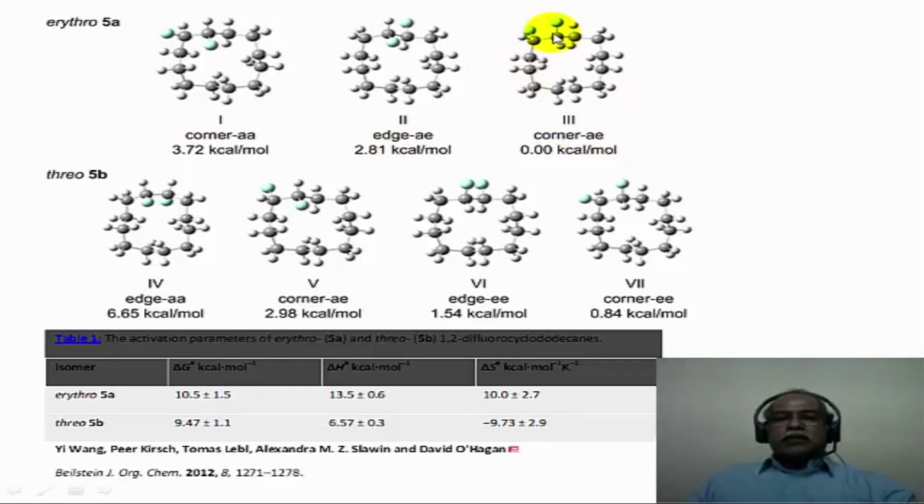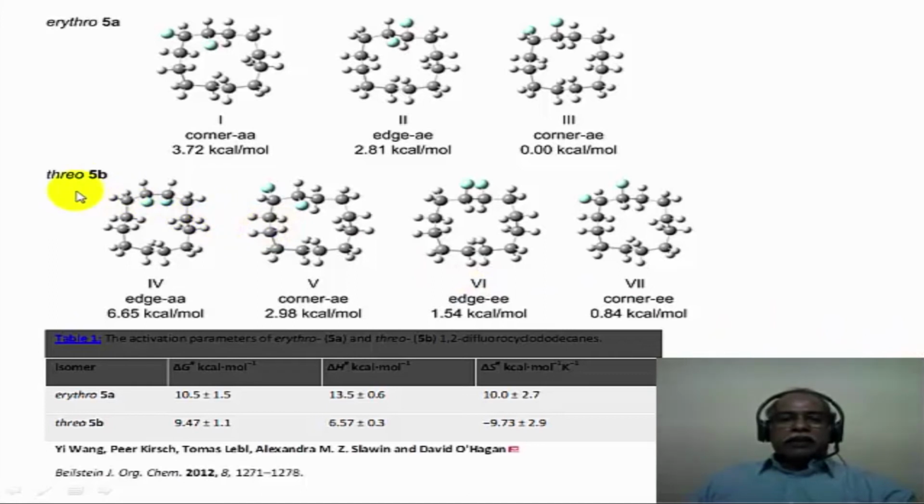If you look at this particular conformation, the two fluorines are indicated by the cyan color. In this conformation, the two fluorines have chemically different environments, and this is the most stable in terms of relative energy, being 0 kilocalories per mole. This is 2.81 kilocalories higher in energy compared to conformation 3. Conformation 1 is about 3.72 kilocalories higher in energy compared to conformation 3. So in conformation 3, the two fluorines are different, and that is why at low temperature one sees these two fluorines as separate signals. At room temperature, there is a rapid interconversion among the various conformations, so the two fluorines become indistinguishable at a higher temperature.